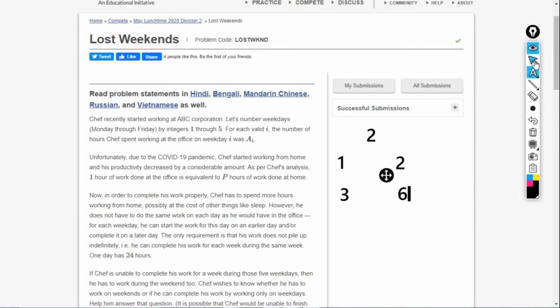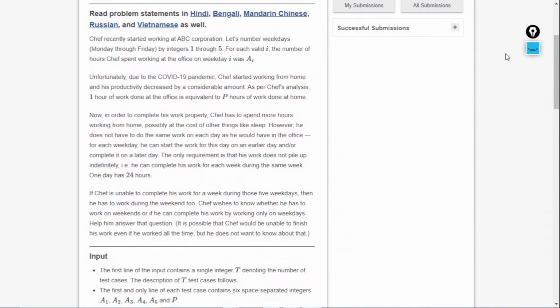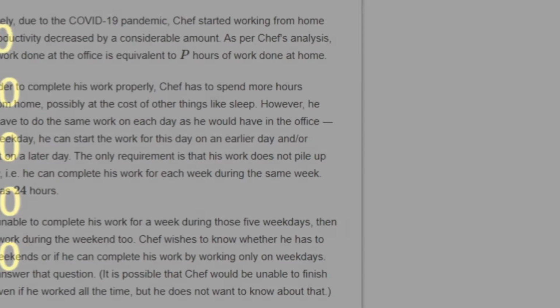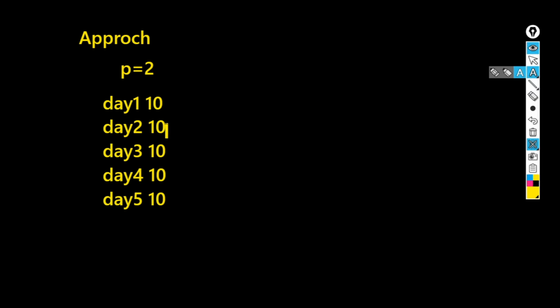So what we have to do is, we are given data of 5 days, the number of hours the person worked at home. We have to find out whether that person can complete his work within 5 days or not. So we have to check whether the number of hours worked at home can complete the same work which we used to complete at the office. For that, we have to multiply P with each day's work hours and compute that.